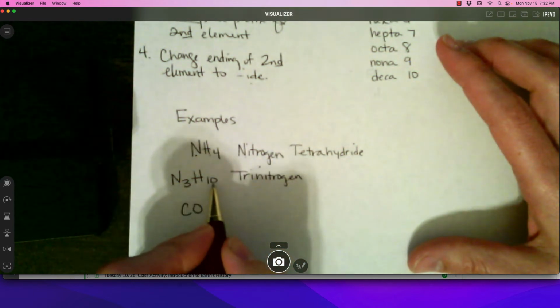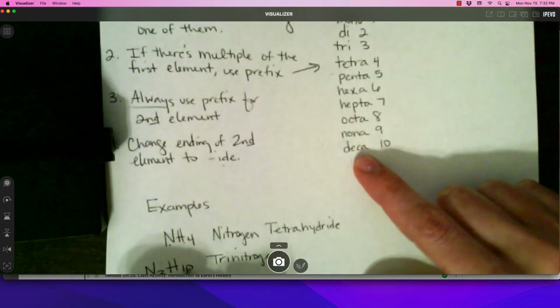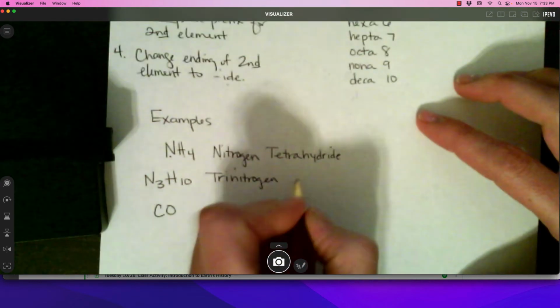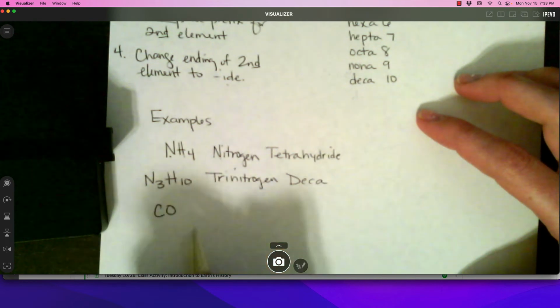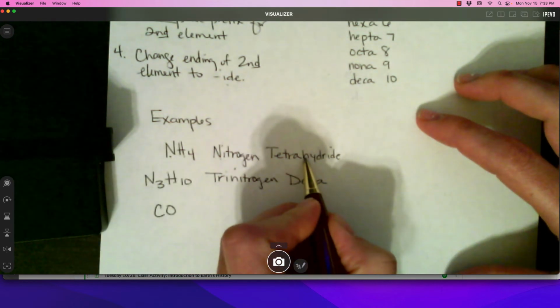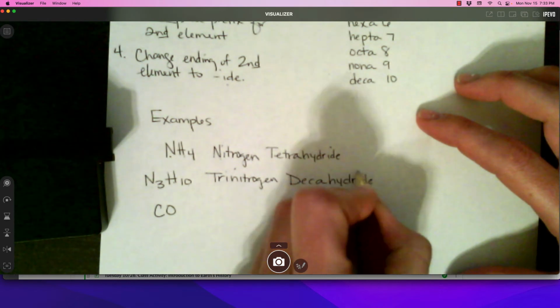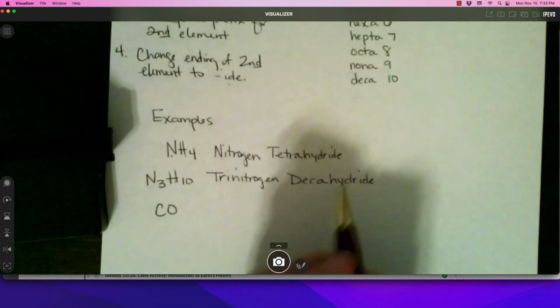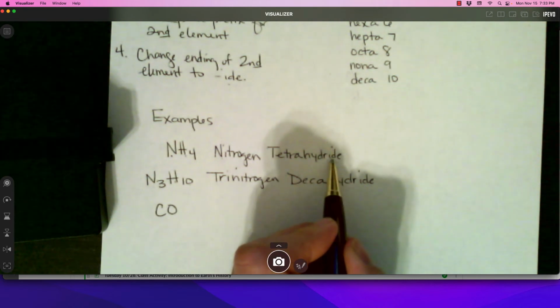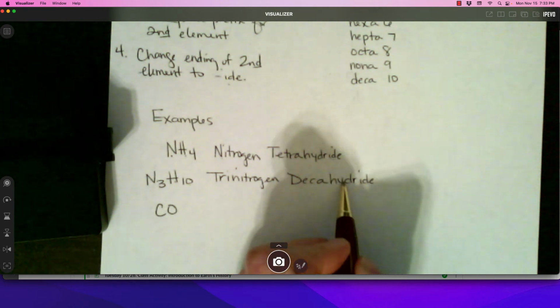And then there's 10 hydrogens. So over here, I'm going to come over and look at the number 10 is deca. So it's deca. And then again, this is hydrogen. So just like the first one, it's hydride. So it's decahydride. Okay. So the only thing that gets the ending changed is the second element.